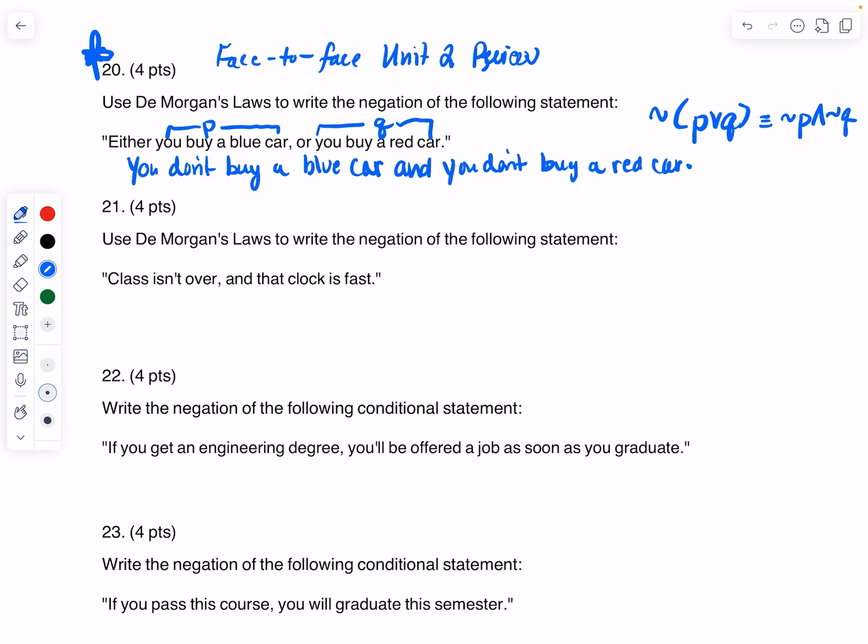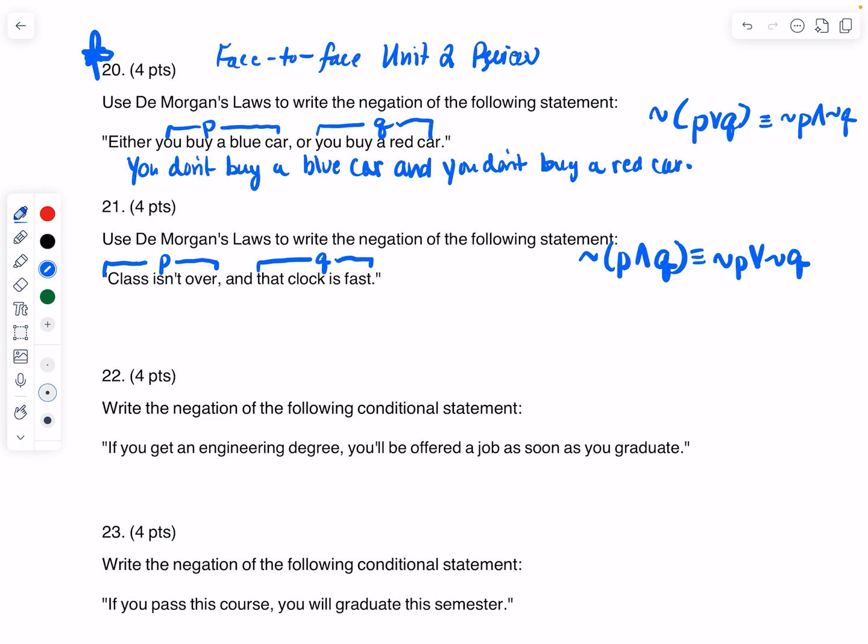21. Use De Morgan's law to write the negation of the following. Class isn't over and that clock is fast. Okay, so P is going to be class isn't over, and Q is that clock is fast. So if I negate P and Q, because that's what I have in this situation, it's logically equivalent to negation P or negation Q.